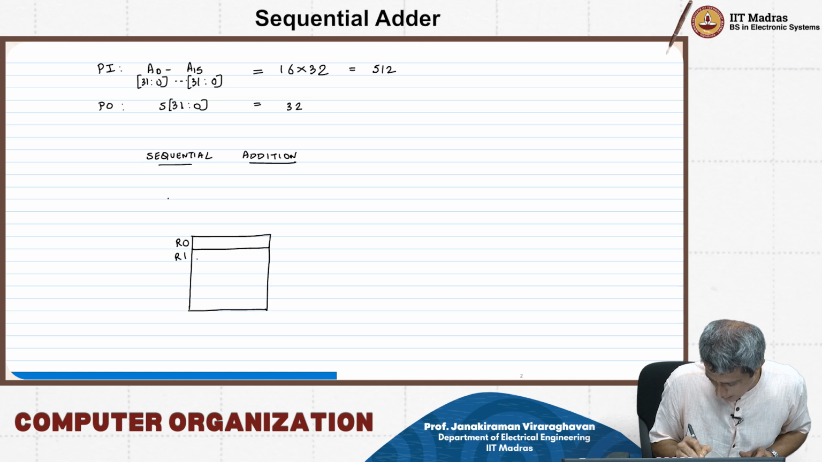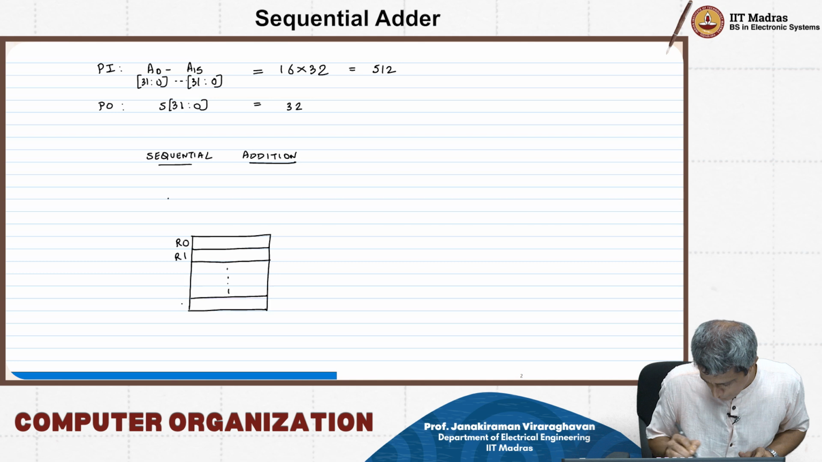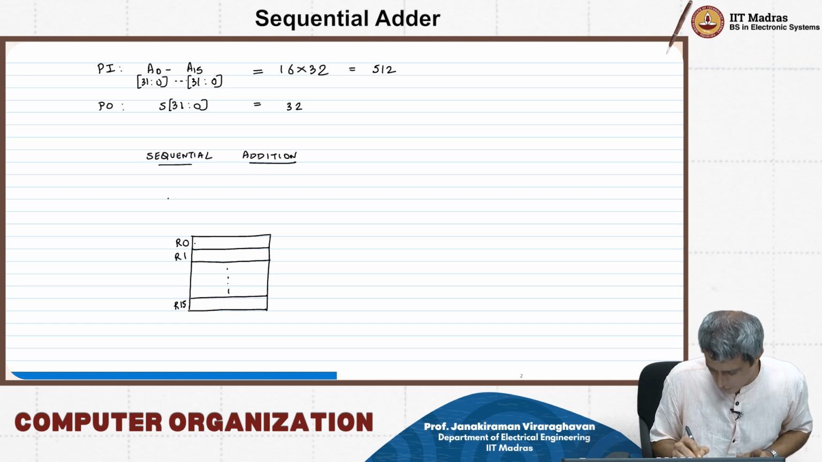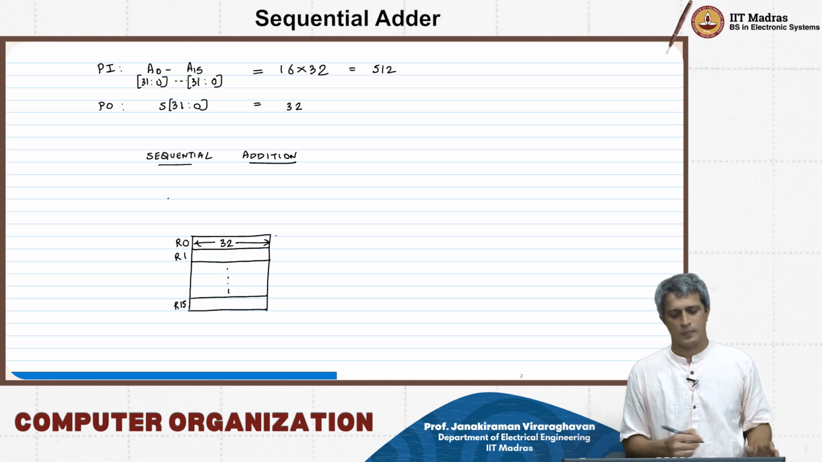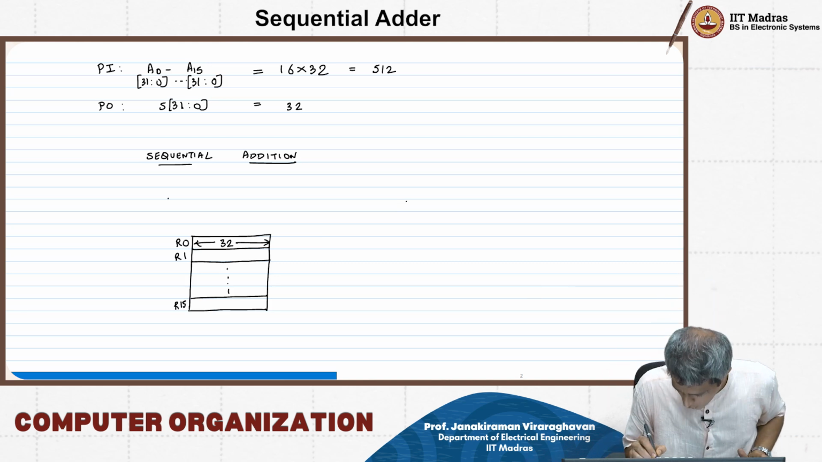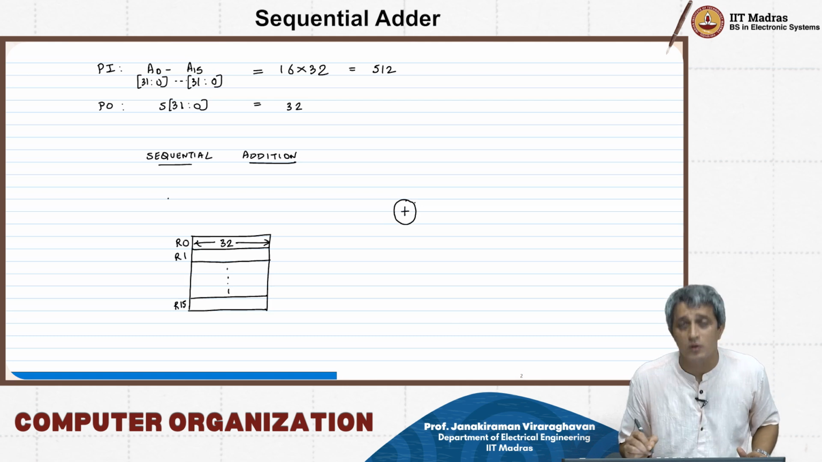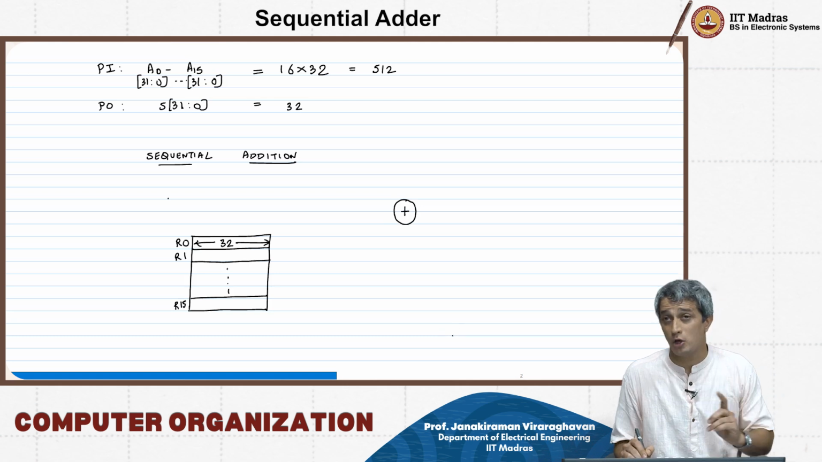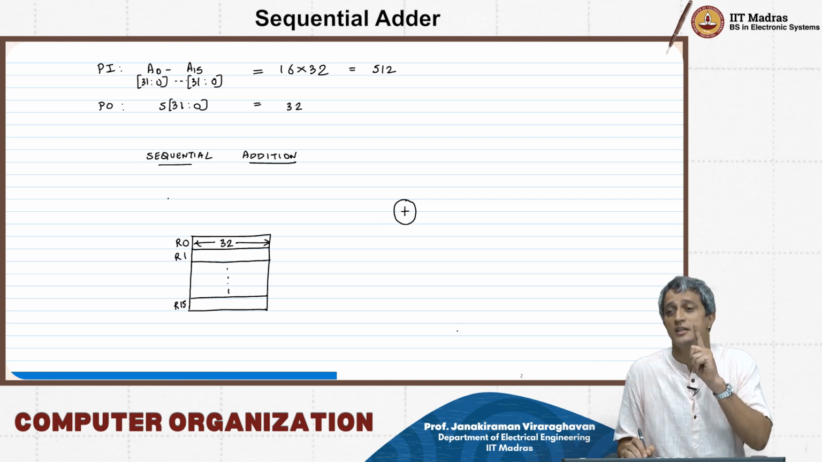R0, R1, R6, R15. Each of these is 32 bits. And then what do I want to do? I need an adder. So I am going to put my adder here. It turns out that I need just one adder because I am going to do this addition sequentially.